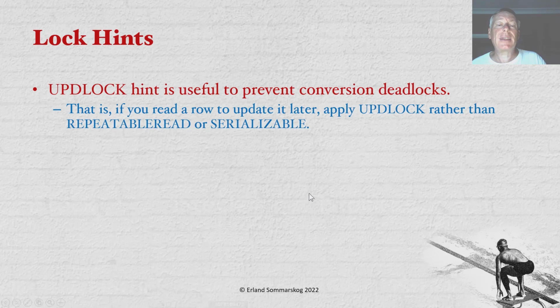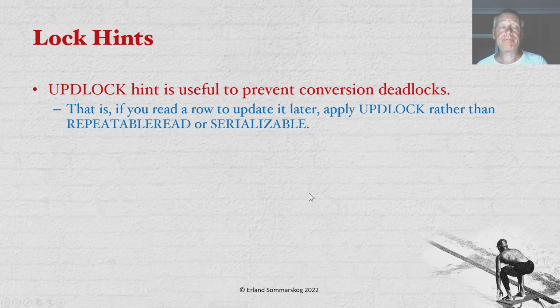Now, let's say that for some reason, there are two instances of this procedure running at the same time and working on the same row. Both of them are locking that row, and then they try to update and deadlock. What you should do instead is to use the UPD lock hint rather than repeatable read or serializable, because then you say, I want an update lock. An update lock is a read lock, so it doesn't block plain readers, but there can only be one UPD lock on the resource at the same time, because that lock means, hey, I plan to update this row later on.